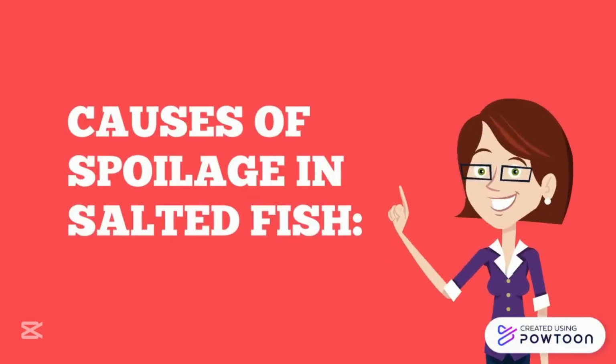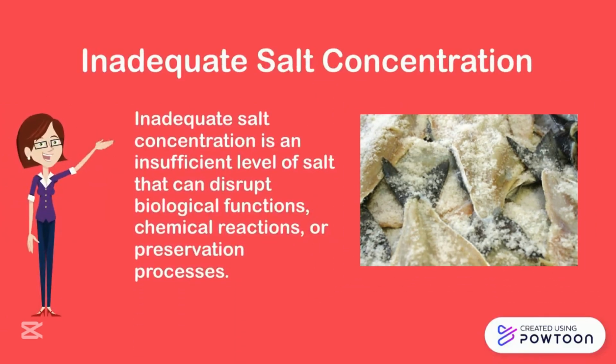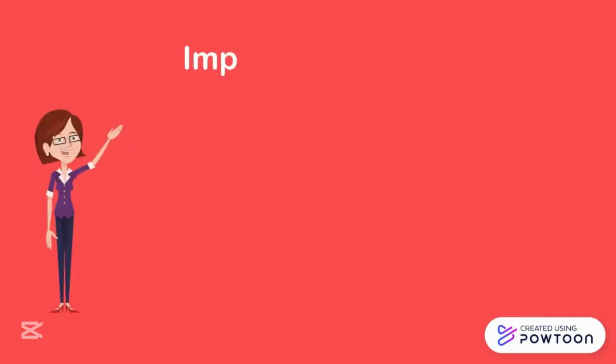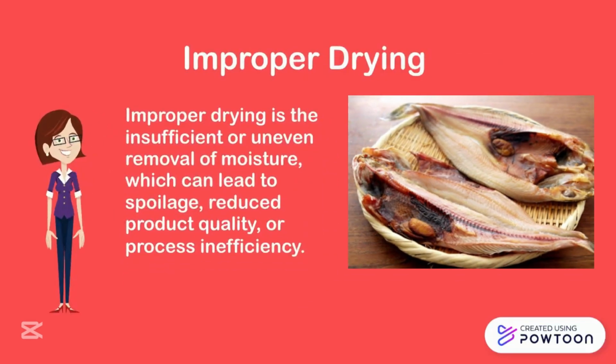Causes of spoilage in salted fish. Inadequate salt concentration. Inadequate salt concentration is an insufficient level of salt that can disrupt biological functions, chemical reactions, or preservation processes. Improper drying. Improper drying is the insufficient or uneven removal of moisture, which can lead to spoilage, reduced product quality, or process inefficiency.